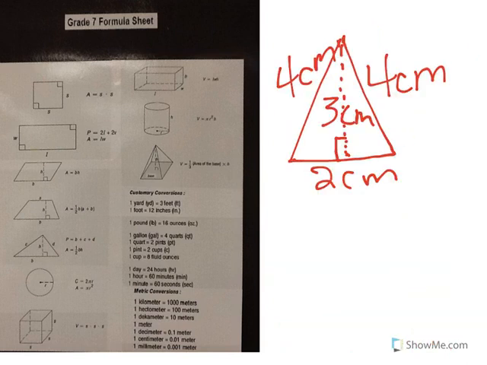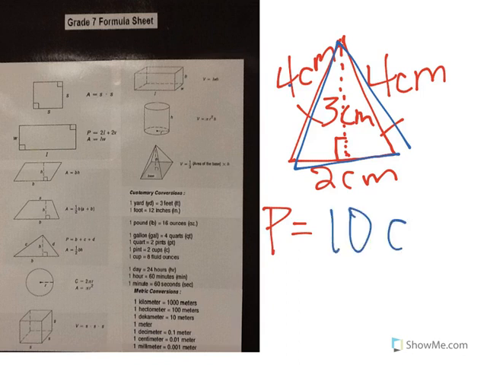Let's look at this triangle. We have an isosceles triangle, 2 equal sides. Those sides are 4, the base is 2, and the height of this triangle is 3. The perimeter then of this triangle would be all the sides added up. So 2 plus 4 plus 4. 2 plus 4 gives me 6, plus another 4 gives me 10 centimeters.